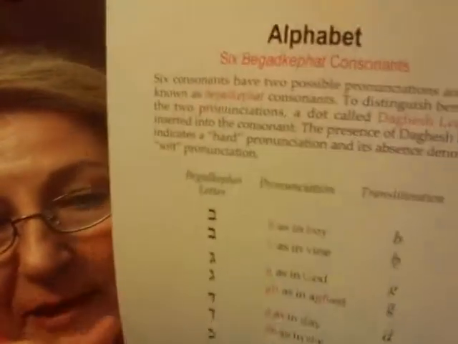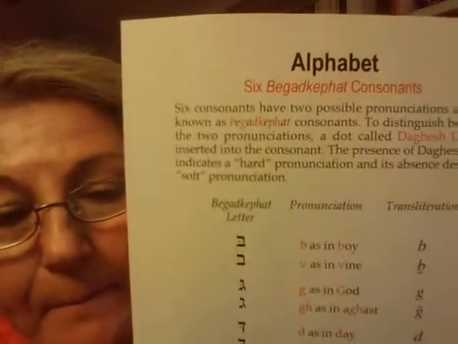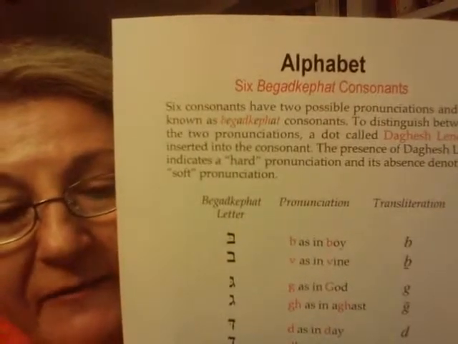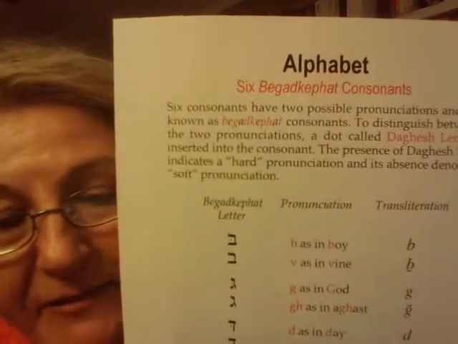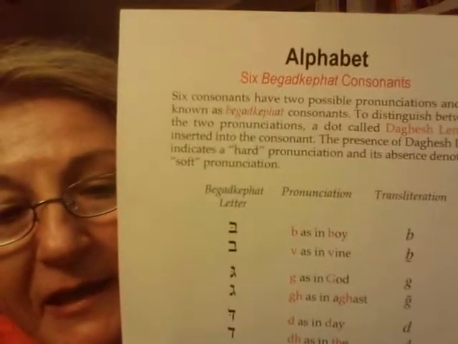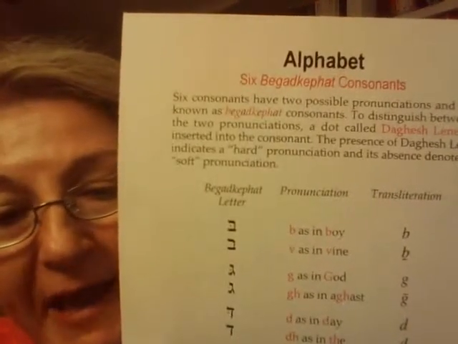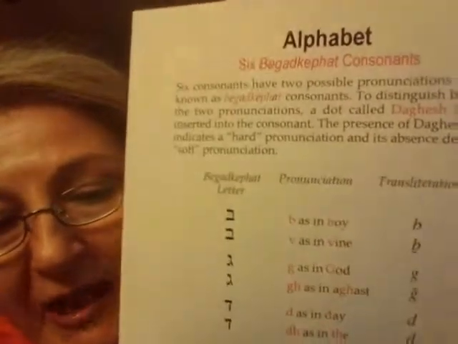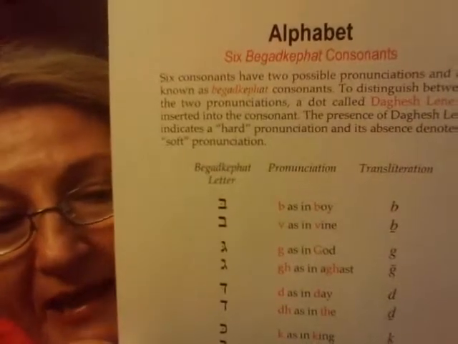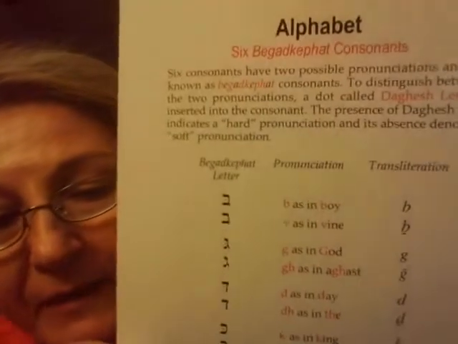Here, let's look first at the bet. You see the bet with the Dagesh lene, and it has the hard b, as in boy, sound. Without the Dagesh lene, it takes a v, as in vine, sound. Then the gimel with the Dagesh lene has the hard sound g, as in God. But without the Dagesh lene, it has a gh sound. And you can kind of catch the idea there. The dalet with the Dagesh lene has the hard sound as in day. Without the Dagesh lene, it has the dh sound as in the.